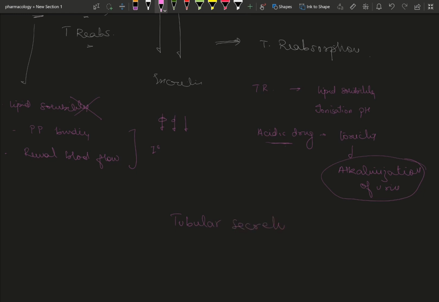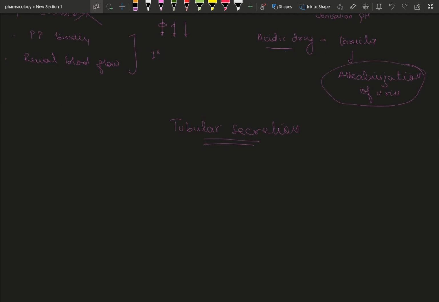Now we move on to tubular secretion. Tubular secretion occurs with the help of certain transporters. So plasma protein binding and the nature of transporters would be the primary determinants here. Plasma protein binding and nature of transporters. So you must remember that lipid solubility involves only and only tubular reabsorption.